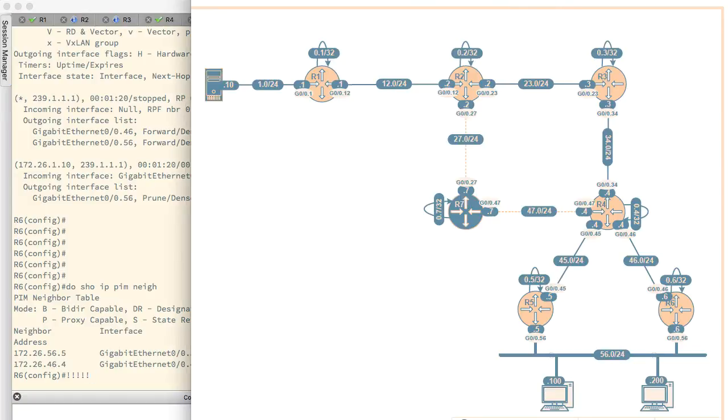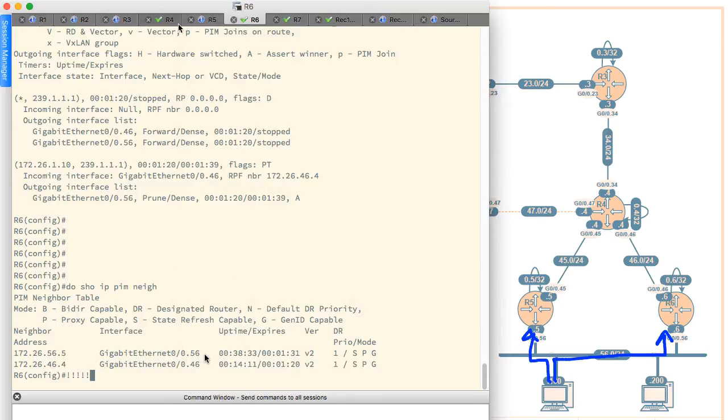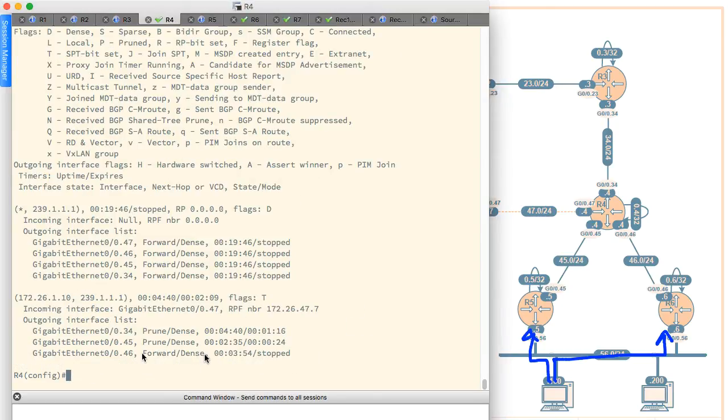So remember, there is still that case of assert. And one of the cases here would be, as the IGMP request came in, remember it came into both R5 and R6, yet R4 is only forwarding data out to R6. So if you look here, R4 has only moved R6 into forwarding. That means something must have happened in the middle that caused R5 to go back into prune.